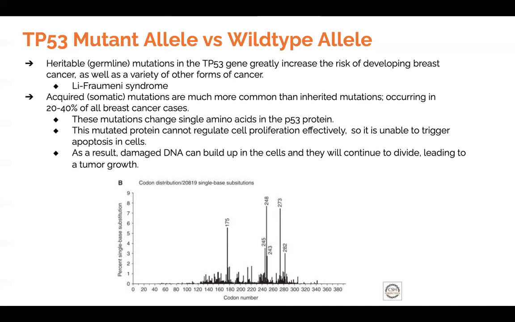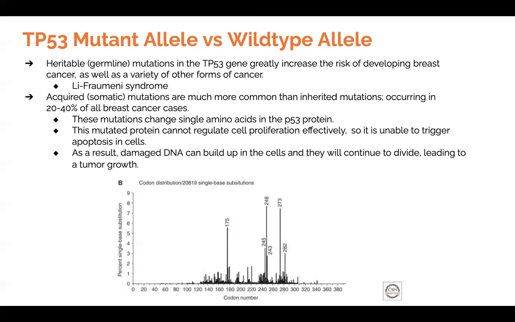Acquired or somatic mutations are much more common than inherited mutations, occurring in 20 to 40% of all breast cancer cases. The cancers associated with somatic mutations are obtained throughout a person's lifetime and are only present in cells that become cancerous. These mutations change single amino acids in the p53 protein, which will reduce or eliminate the tumor suppressor function of the protein. And this is also an example of a missense mutation.